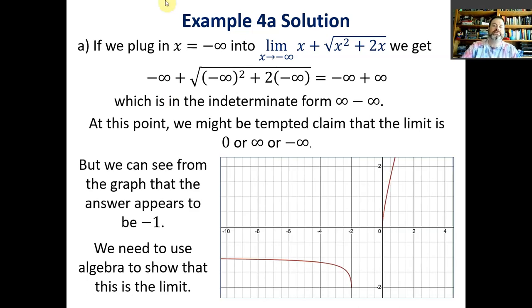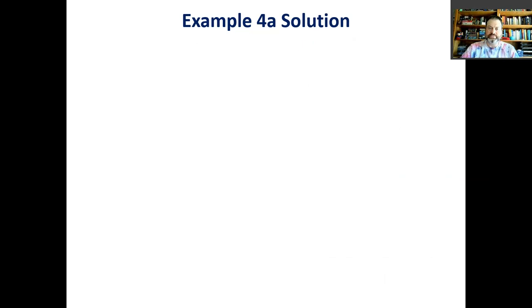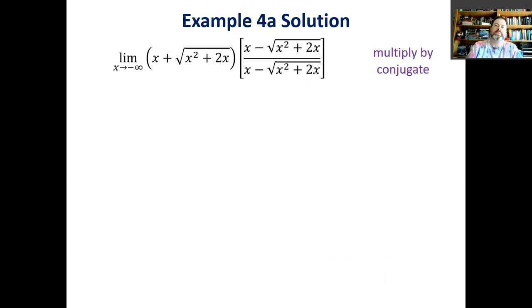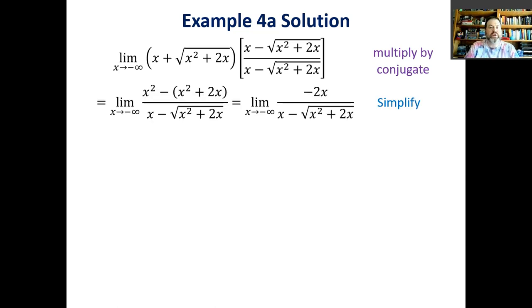But if you graph this function and you look in the negative infinity direction, it certainly looks like the function is approaching -1. So now that we know what the answer should be, let's see if we can use algebra to solve it. Right, there's your horizontal asymptote. Sure looks like it's getting closer to -1. So what we're going to do is multiply through by the conjugate. You guys have seen this trick before, and then we're going to simplify it.